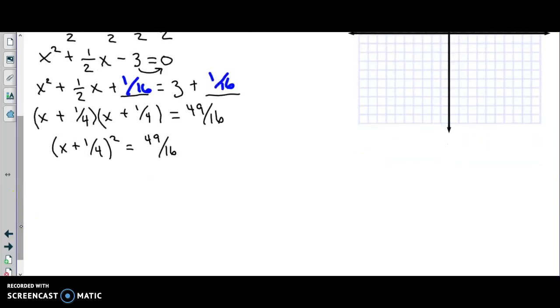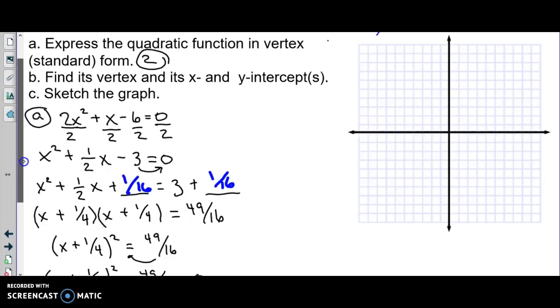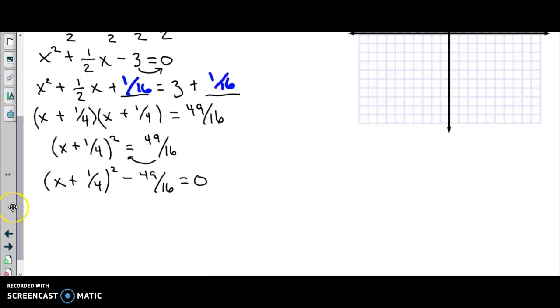Now, in order to get it in standard form, I'm just going to move this to the other side. So I'll get (x + 1/4)^2 - 49/16 = 0. Well, it's kind of in standard form already. However, remember at the top here, we circled this 2. It's simply because I have to multiply this entire equation by 2.